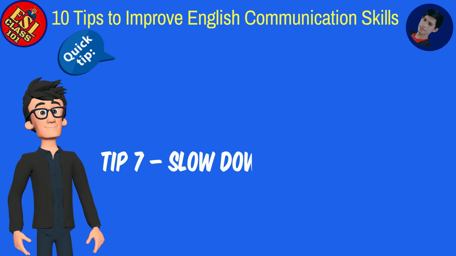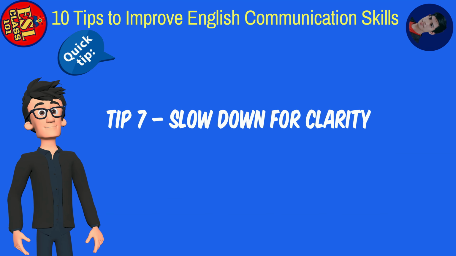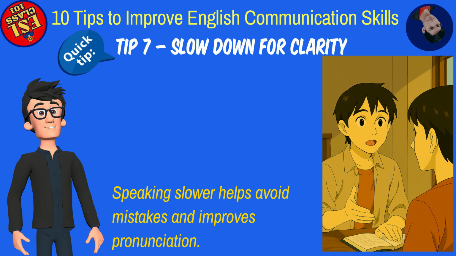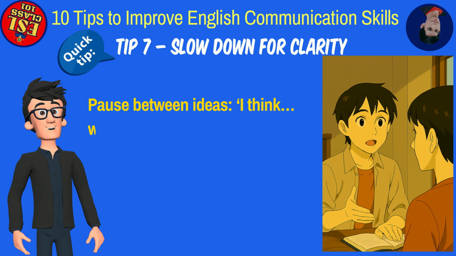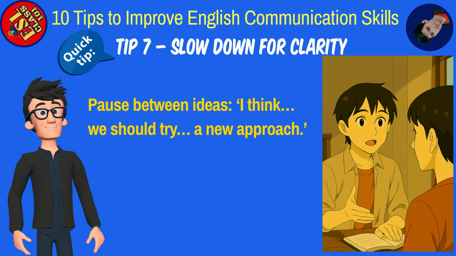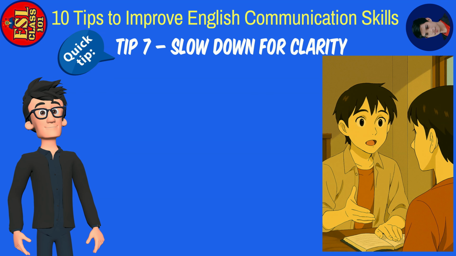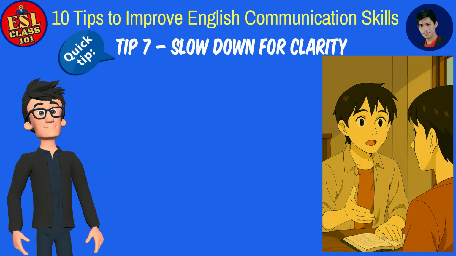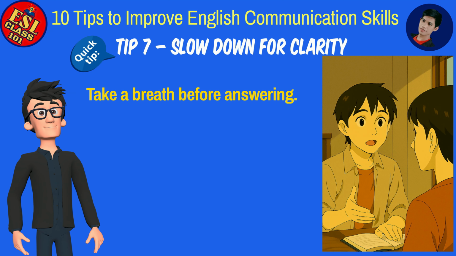Tip 7. Slow down for clarity. Speaking slower helps avoid mistakes and improves pronunciation. For example, pause between ideas. I think we should try a new approach. Use short sentences instead of long, rushed ones. Take a breath before answering.